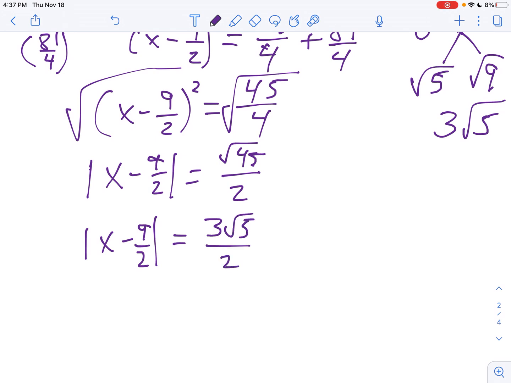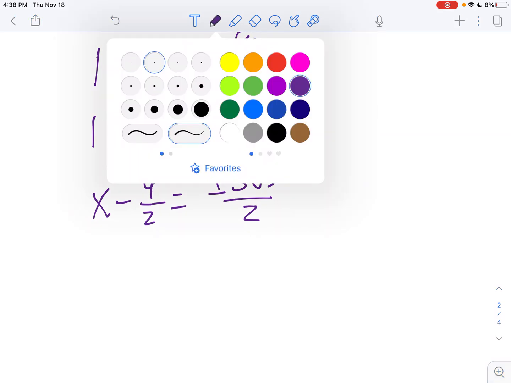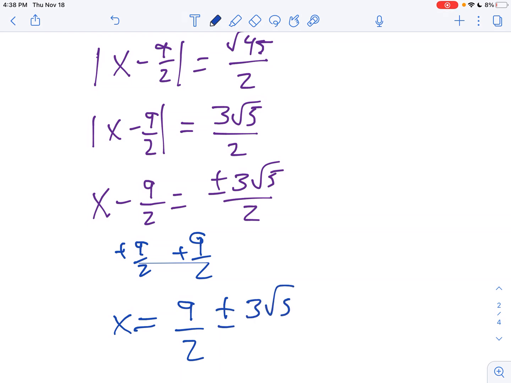So then I'll make my two cases, but I think I'm just going to write it as plus and minus. So when I get rid of the absolute value, I'm going to say x minus 9 over 2 equals plus or minus 3 square roots of 5 over 2. Well, to solve for x, to get x by itself, we're going to add 9 over 2 to both sides. So x equals 9 over 2 plus or minus 3 square roots of 5 over 2.